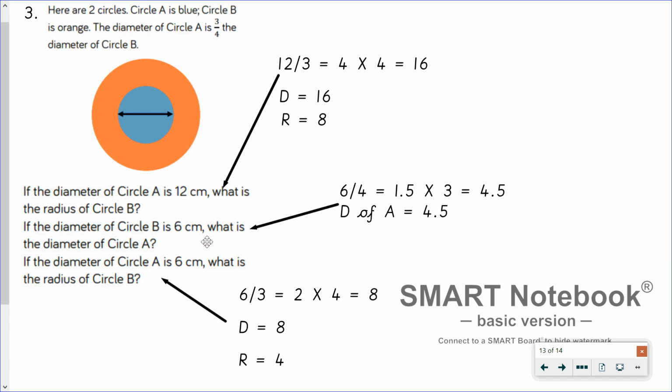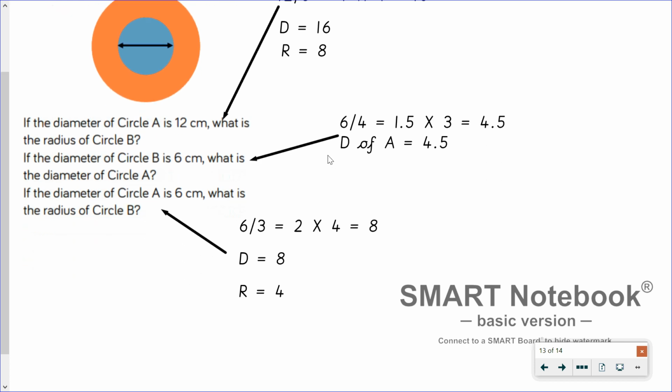Next one down. The diameter of circle B is 6 centimeters. So the big circle is 6 centimeters in diameter. What is the diameter of circle A? So we need to find a quarter. So we do 6 divided by 4. The 6 split into quarters divided by 4 is 1.5. We then need 3/4 of it for this diameter. So we times 1.5 by 3, so 4.5. So the diameter of A is 4.5.